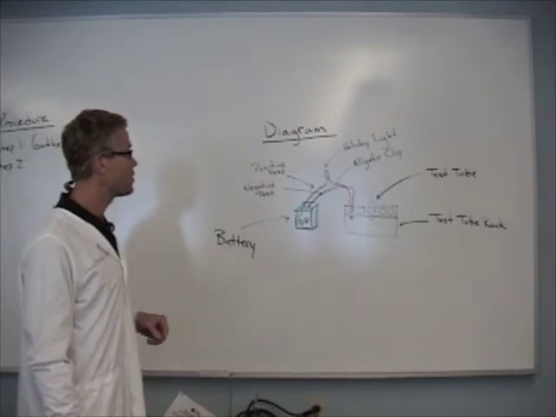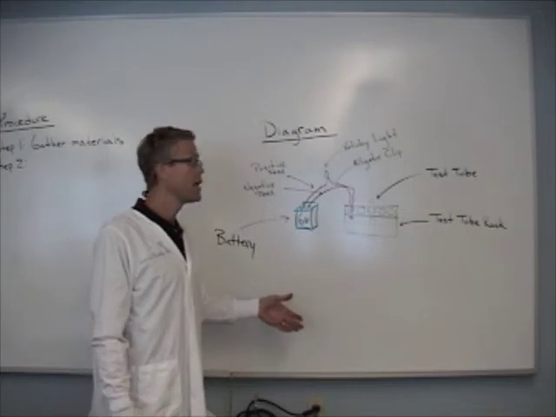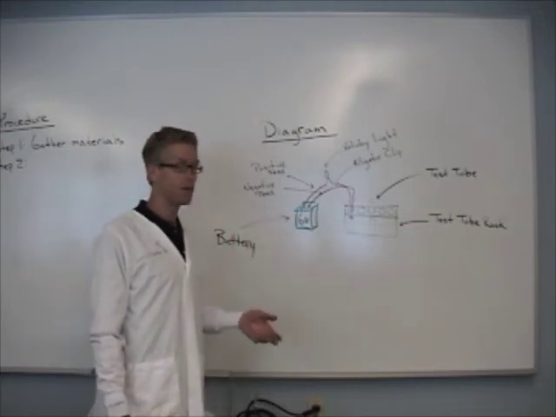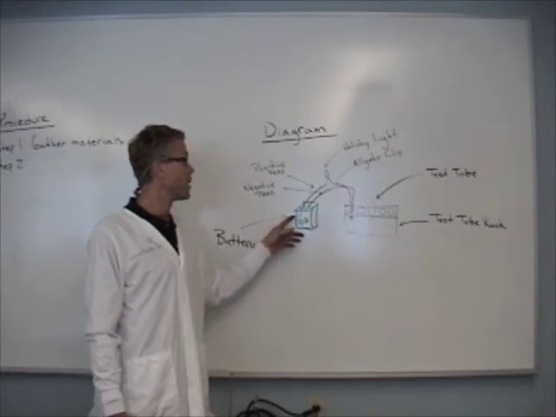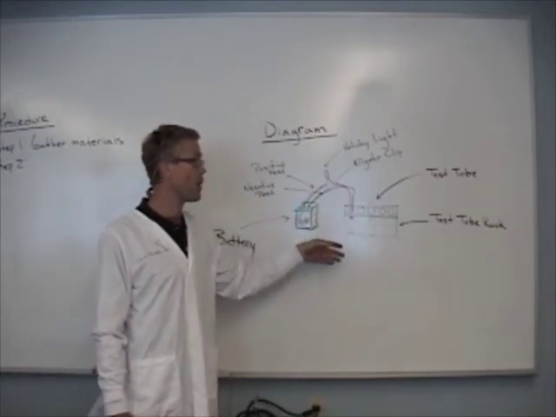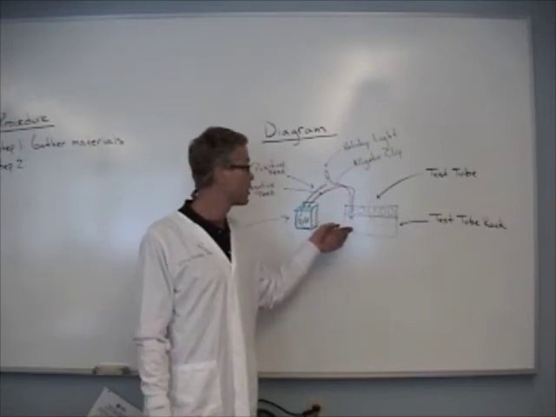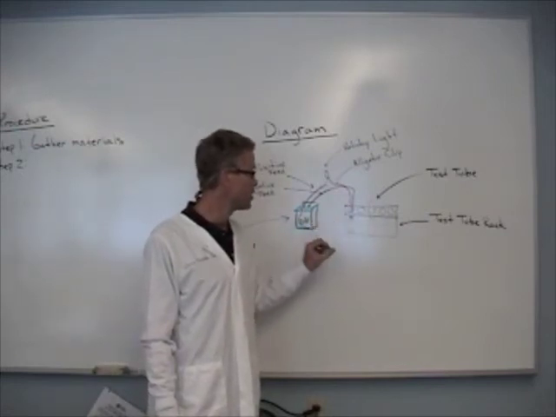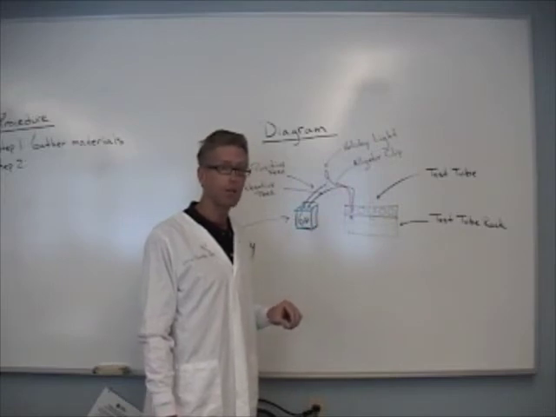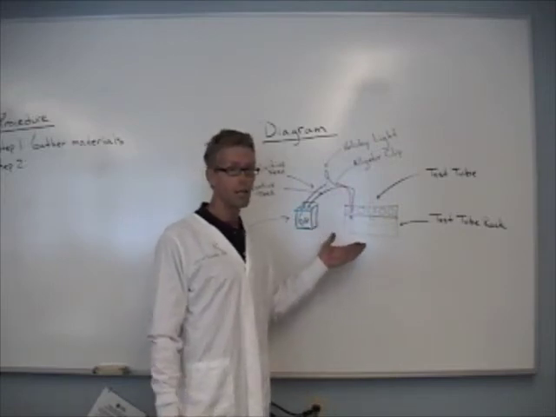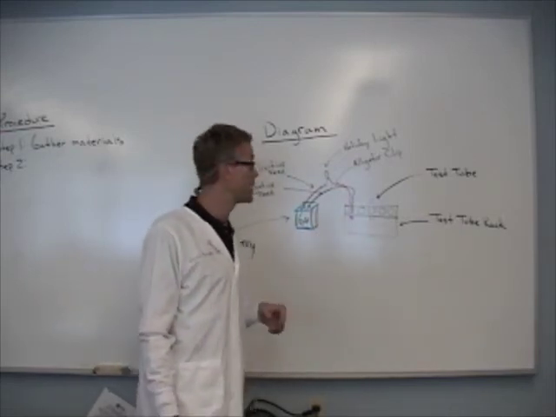I've drawn a diagram. All of our material lists are out there now, and we're showing the uses for our materials. I've got my 6-volt battery. I have my positive wires and my negative wires going from my 6-volt battery into my test tube. My test tube has a little bit of solution in it, and you can see the positive and negative wires going into my solution. They're not touching each other. That's important to note. I've got my test tube rack holding my test tubes.